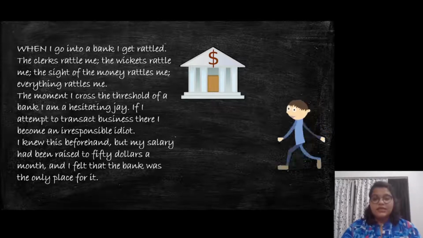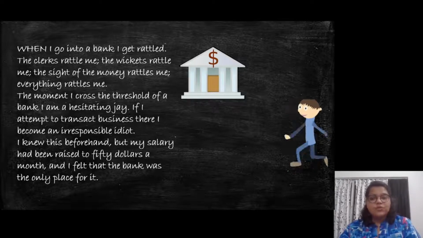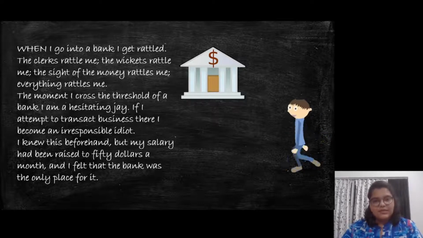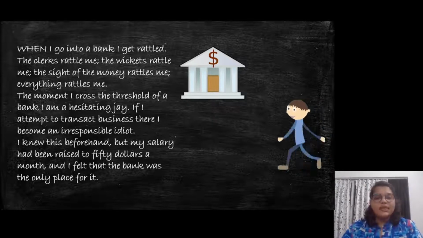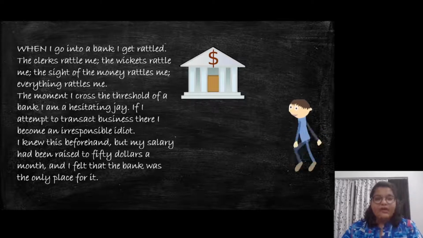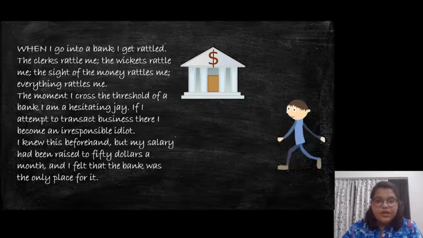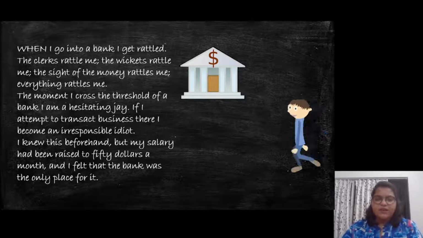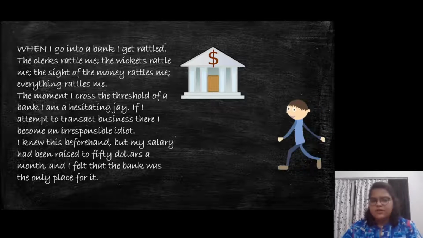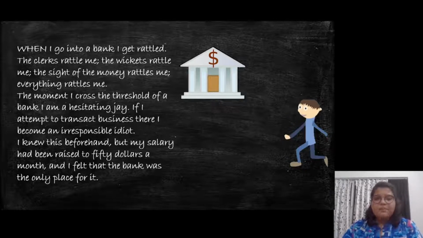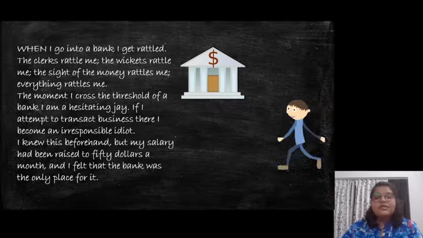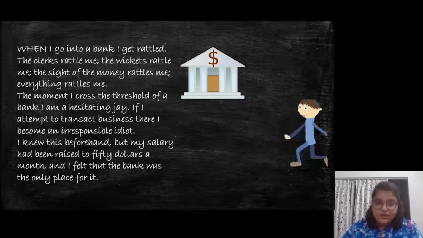So, as you can see, this person that we assume is our narrator is visiting the bank. But when he visits the bank, he gets rattled. Everything inside the bank rattles him. Whenever he's crossing the threshold, like for example, whenever he's entering the bank, he feels that he's a hesitating jay. And if he transacts business over there, he's an irresponsible idiot. But the main reason that he entered the bank is because his salary was raised to $50 a month.